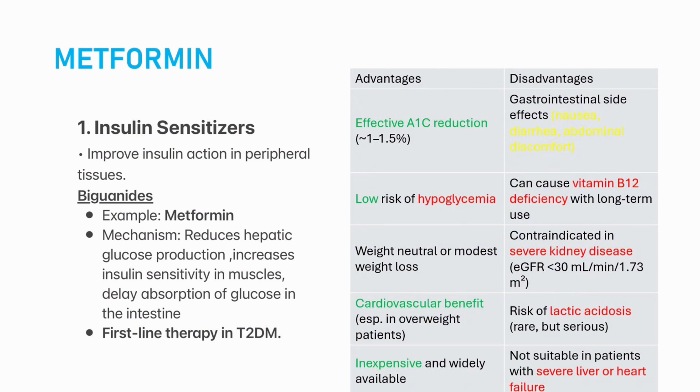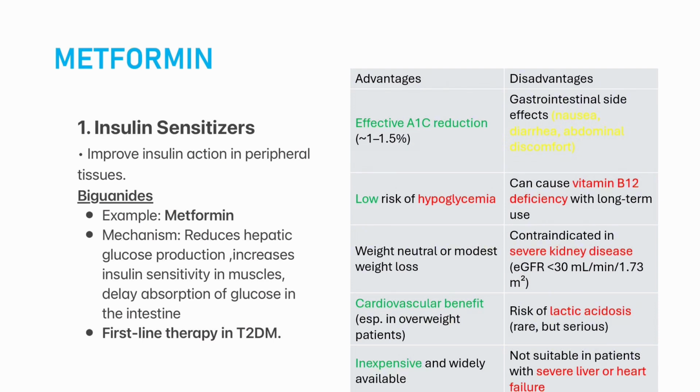They are inexpensive, which is $10 to $13 for a 30-day supply. Its mechanism is it reduces liver glucose production, and there is increased sensitivity in muscles to the insulin, and then there is delayed absorption of glucose in the intestine. So there are 3 places where metformin acts: the liver, muscles, and the intestine. So that's superior to the other drugs.